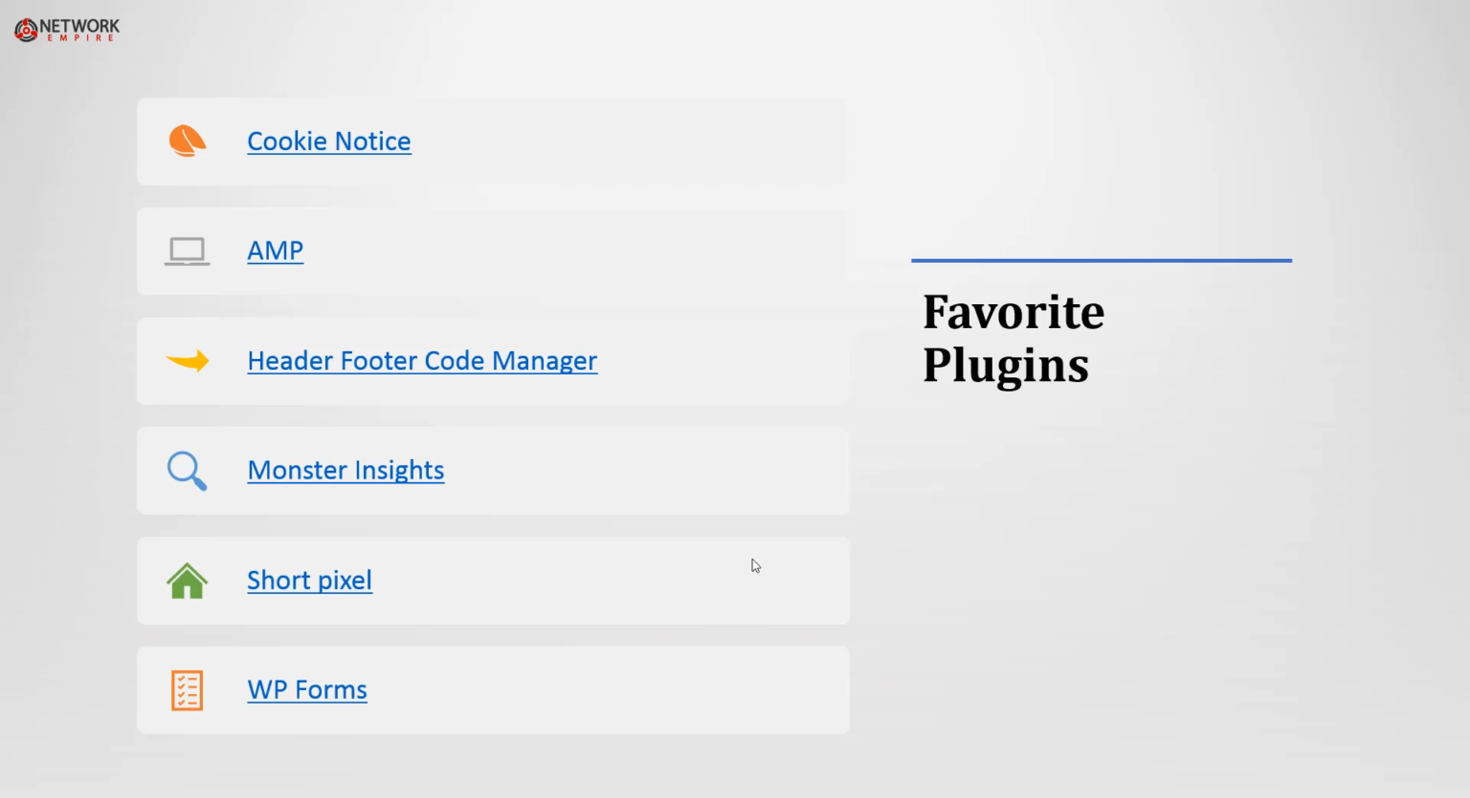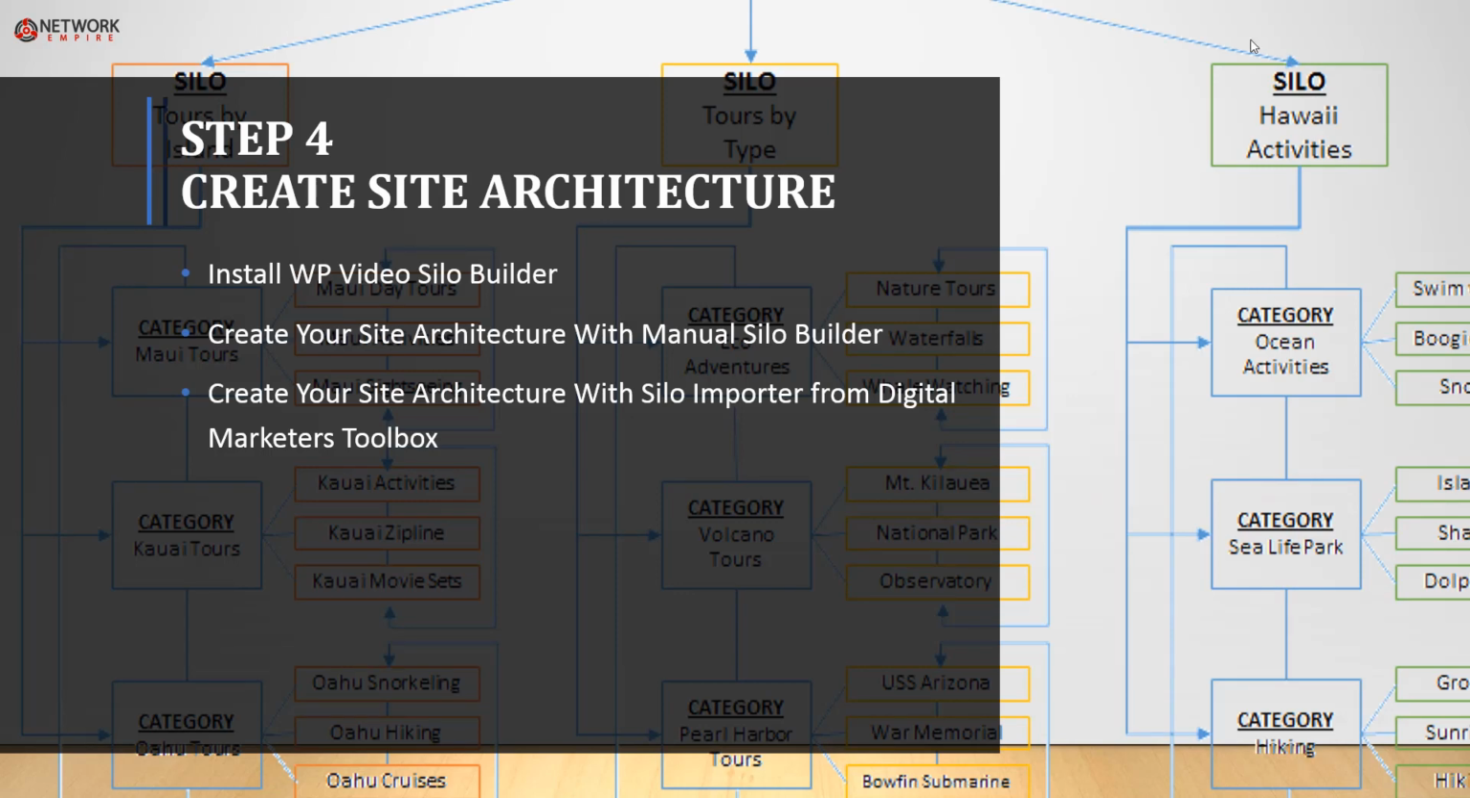Okay, so now that we've got our plugins installed, now we can start talking about the site architecture. What I'm going to be doing in step 4 is I'm going to show you how I go about building the silo architecture with WP Video Silo Builder. And in these videos that are going to follow up shortly after this, we're going to basically look at site architecture with the manual silo builder. We're going to show you how to use the importer for Digital Marketers Toolbox.